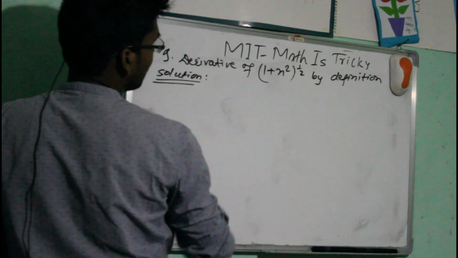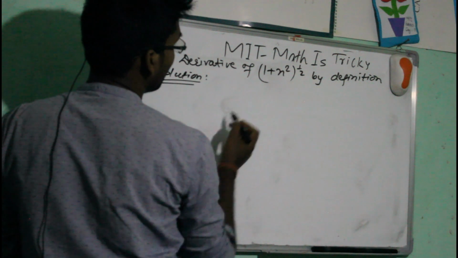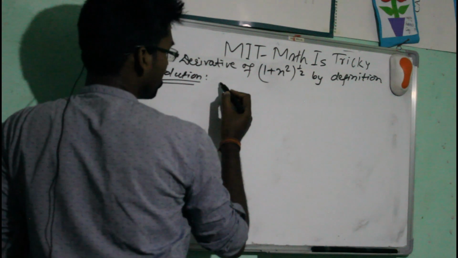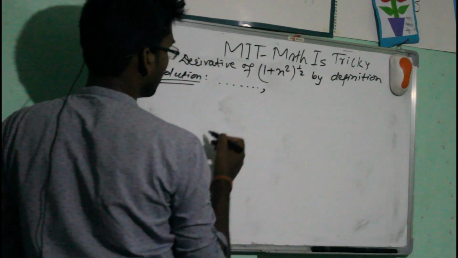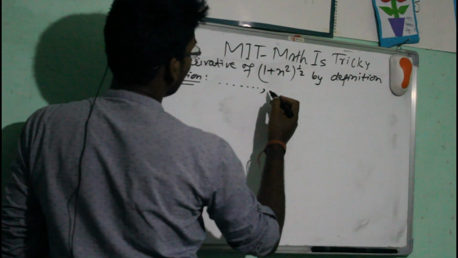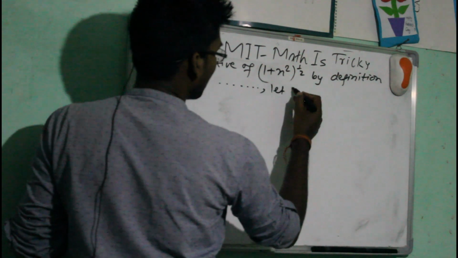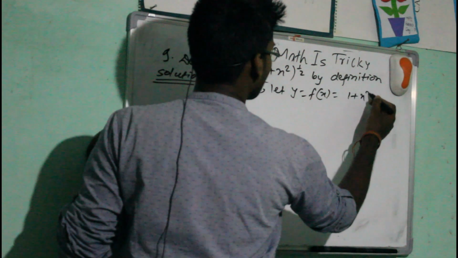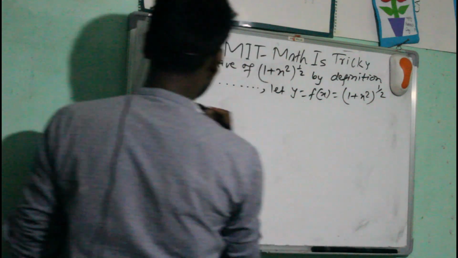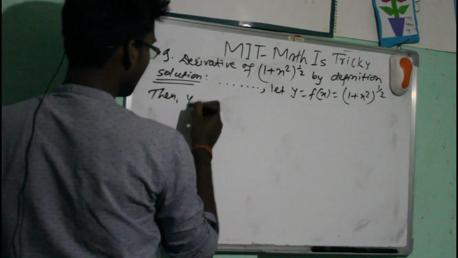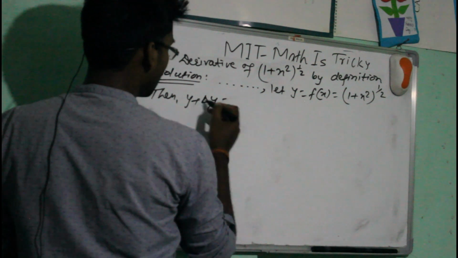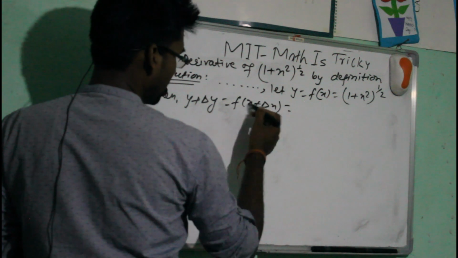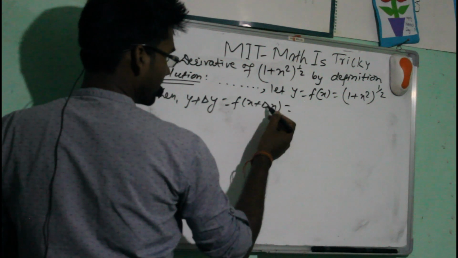Here it is, derivative of (1 plus x square) to the power 1 by 2 by definition. Okay, so for this also we have the same language, so please copy it from my previous video, and then after that you write here always y equals f of x as (1 plus x square) power 1 by 2. Then write like this, y plus delta y equals f of x plus delta x. And f of x plus delta x means simply replace x by x plus delta x.